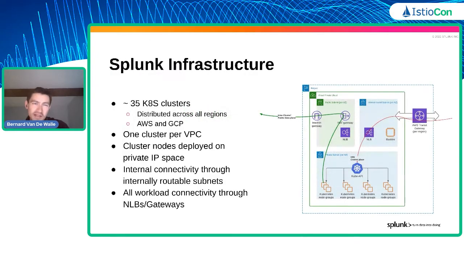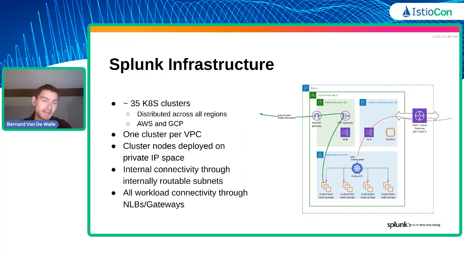Okay, so let's take a step back and look at Splunk infrastructure. We got about 35 Kubernetes clusters distributed all over the world in all regions, mainly on AWS and a little bit in GCP. The way we deploy our clusters is one cluster per VPC typically, and we deploy our Kubernetes nodes into a private subnet, which by design means they cannot communicate to each other across VPCs. That's also why we got an internal routed subnet, and all internal connectivity is going to go through that internal routed subnet.